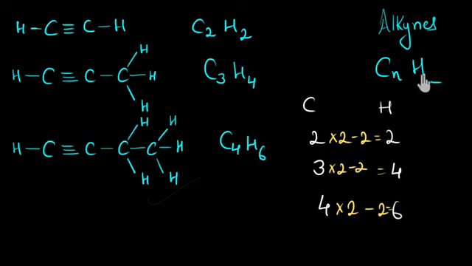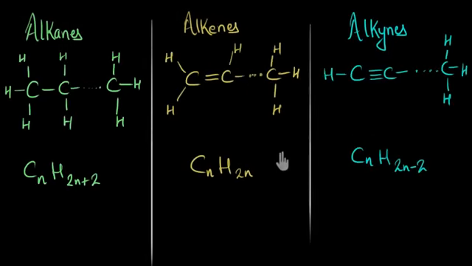That means if you have n carbon in a simple alkyne, then the number of hydrogen atoms will be twice the number of carbon atoms, 2n, and minus 2. This is going to be the general molecular formula of simple alkynes. So in this video, we looked at the members of the alkane family, the simple alkenes and simple alkynes family. And we also looked at their general molecular formulas.